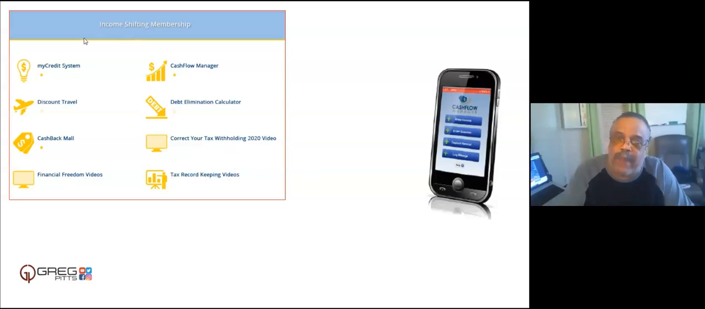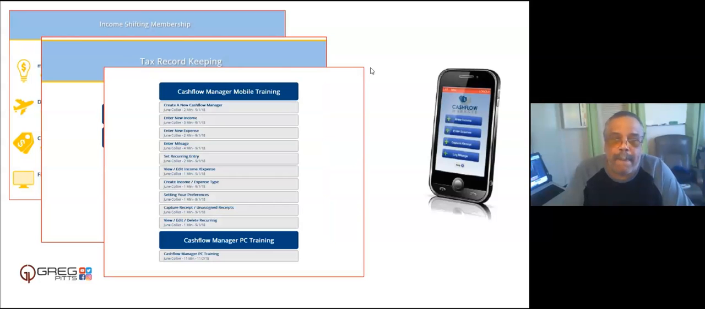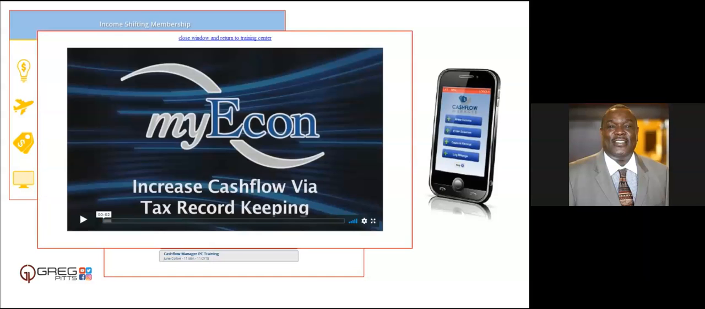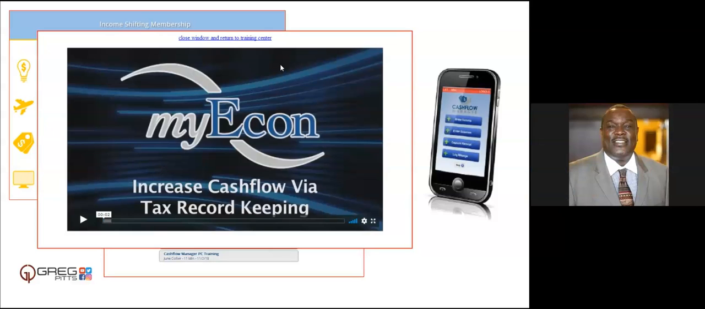The videos are in your back office and your income shifting membership chart. Okay. There's your tax record keeping, your cash flow manager on the mobile training. You know, you get your mobile training, cash flow manager on your computer training. It's all in your back office. Okay. And this is the video that's in the back office that I just showed you right there. Just go through your back office, see what you have.